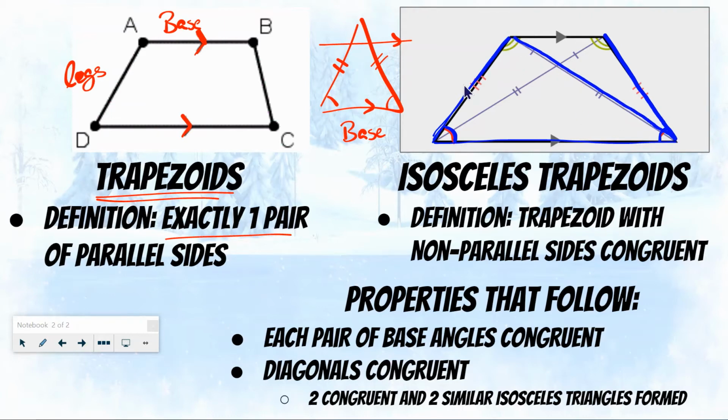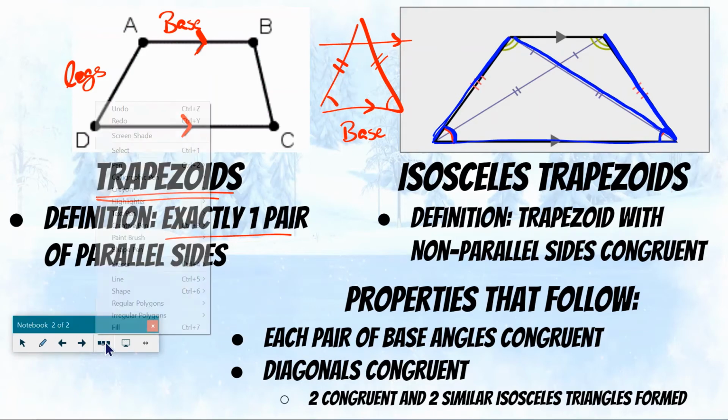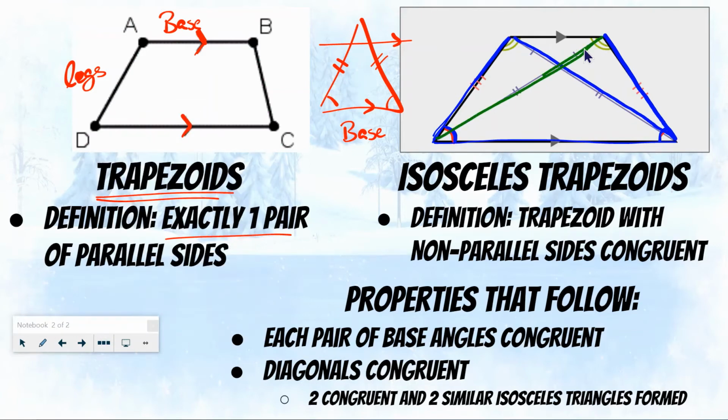This diagonal is part of that triangle, and this diagonal is a part of this triangle. And since I have side, angle, side that are in common between them, I have two congruent triangles, so these parts, this diagonal and this diagonal, are congruent to each other. So we have two diagonals that are congruent.